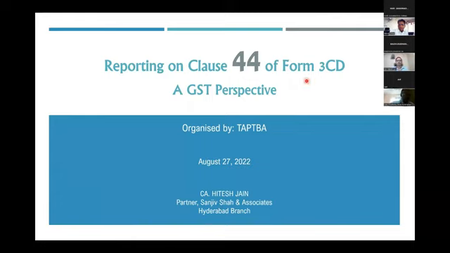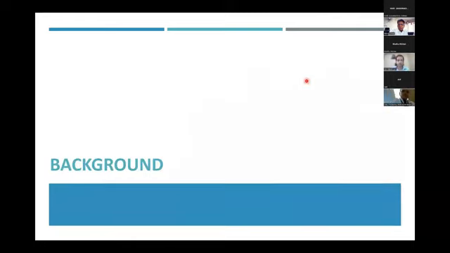So clause 44. Now, what is the background? Before going into the actual subject about what we have to report under this, we should know some background about why these things are happening now, why this much of compliance aspects are there in every kind of form in any law today.